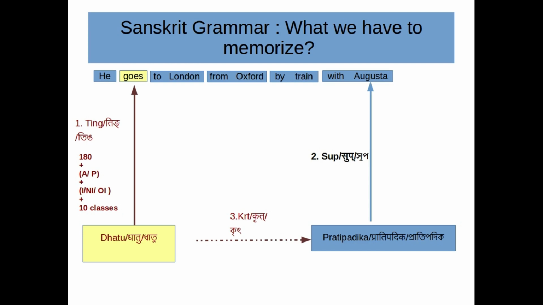the correct ting pratyaya. So we have to memorize 180 ting pratyayas. We have to memorize which verb is in which class, and also we have to know that gam dhatu is in which gana out of these 10 ganas, so that we can insert the correct letter while forming the tinganta pada corresponding to the word goes.